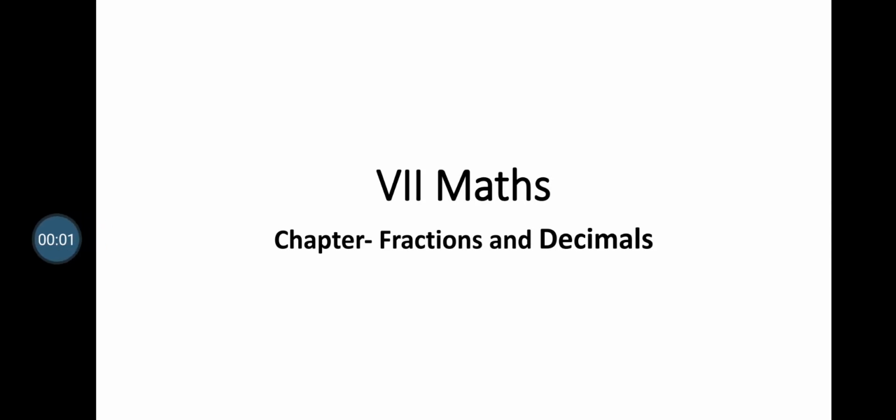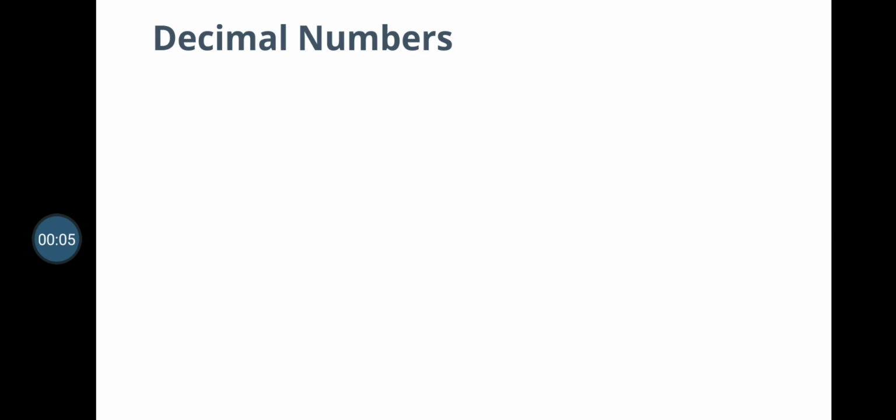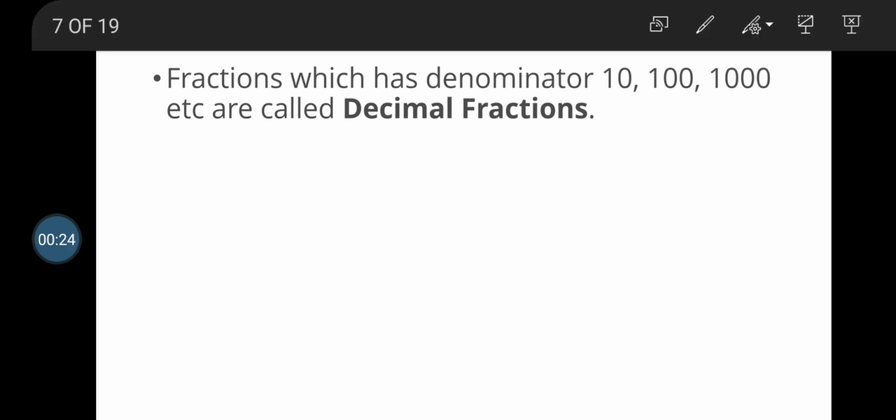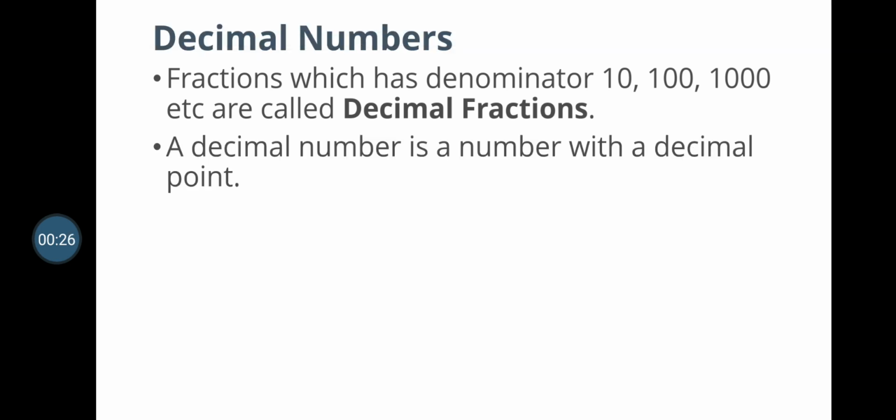Hello students, in the chapter fractions and decimals, we are going to learn about decimal numbers. Fractions which have denominators 10, 100, 1000, etc. are called decimal fractions. A decimal number is a number with a decimal point.